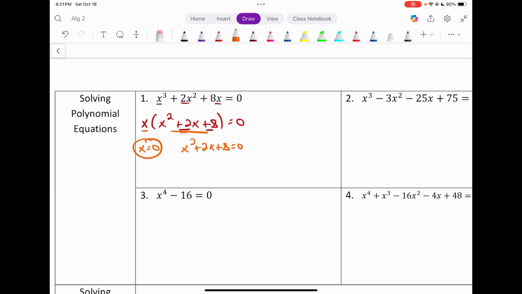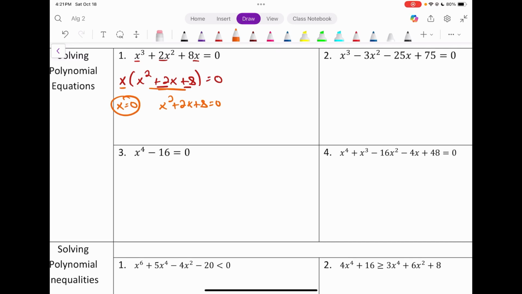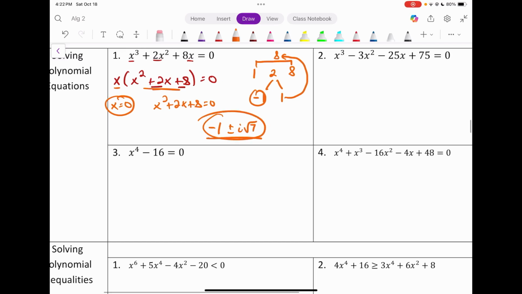Since that wouldn't factor, we know we can't solve it by factoring, so we're going to use my method. Our three numbers are 1, 2, and 8. Left leg, right leg are -1 and +1. Our head is 8. So our other two answers are -1 plus and minus the square root. We're going to do the difference here. That's the square root of -7, which we can write as i root 7, all divided by 1. So there's your other two answers.